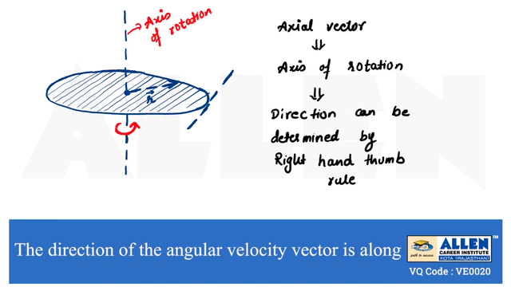So in this question we have only been asked the direction of angular velocity, which is an axial vector, hence its direction is along the axis of rotation. So the answer of this question is: it is along the axis of rotation.